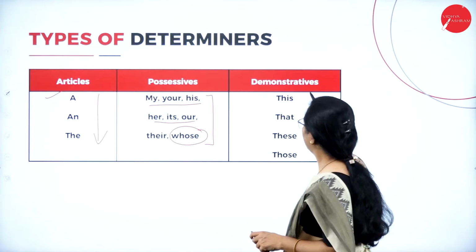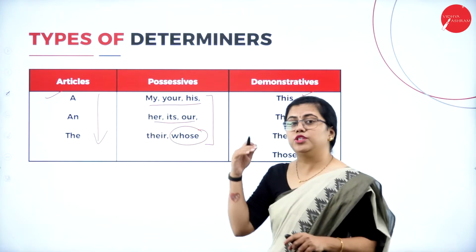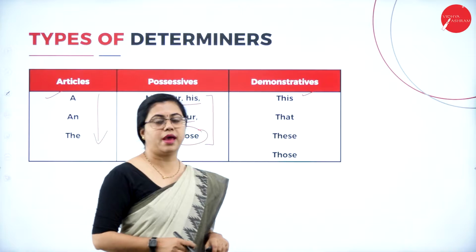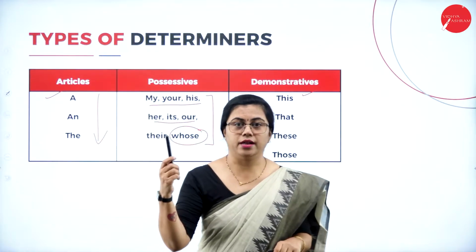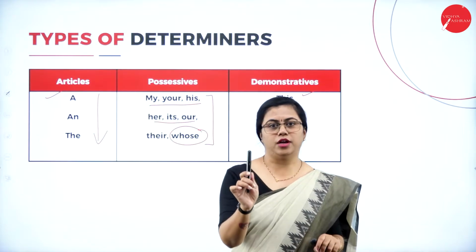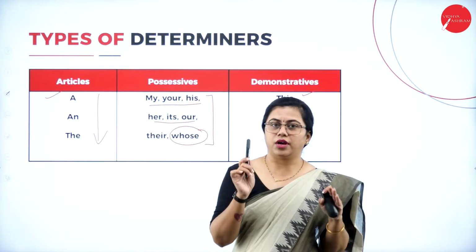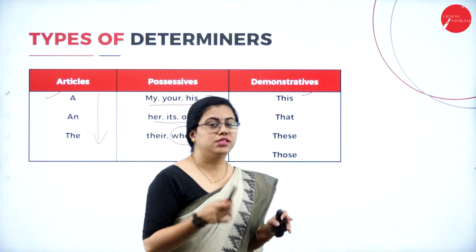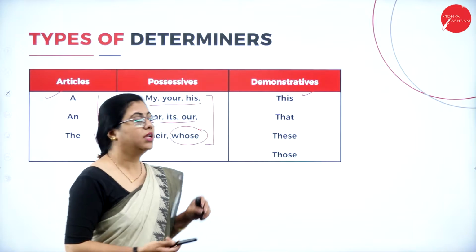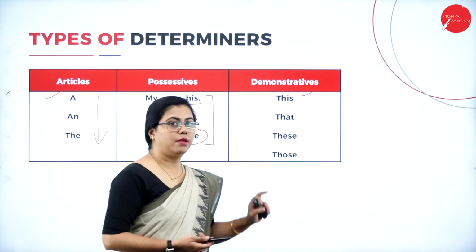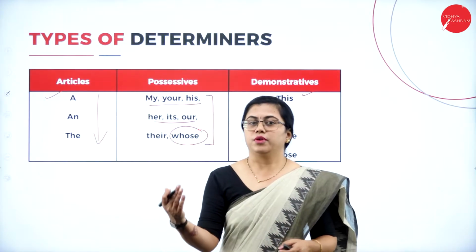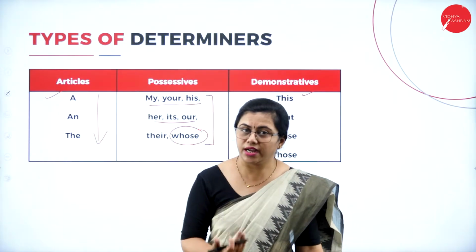Here are a few determiners which point at something and talk about it. Suppose I say this is my bag, or this is my pen. It means I am pointing at something and talking about it. I have it in front of me, in front of my eyes. When we are referring to something, when we are pointing at something and talking about it, in such places we use demonstratives. Demonstration means to show. From that word itself, this word demonstrative has come.